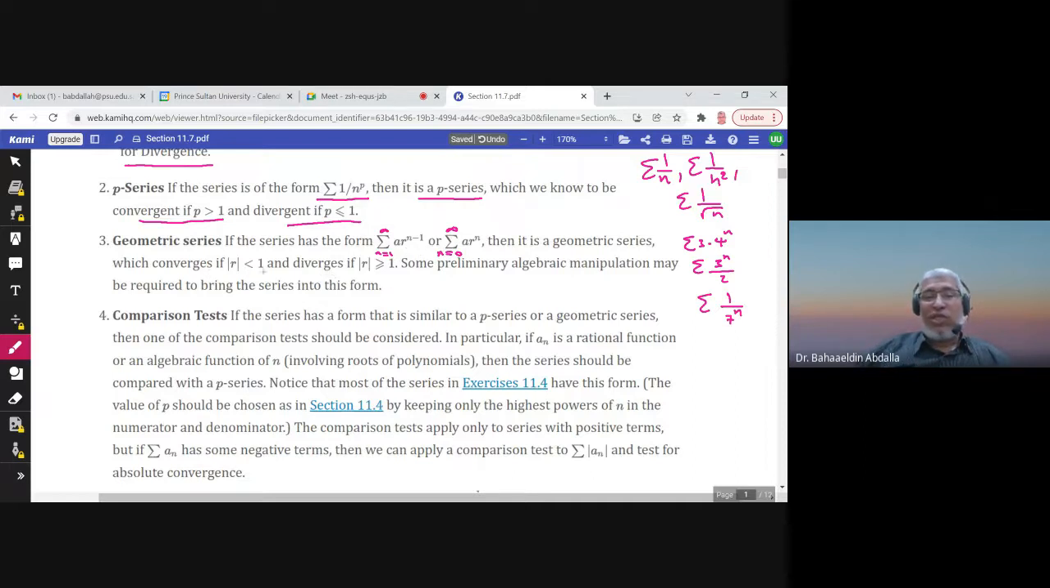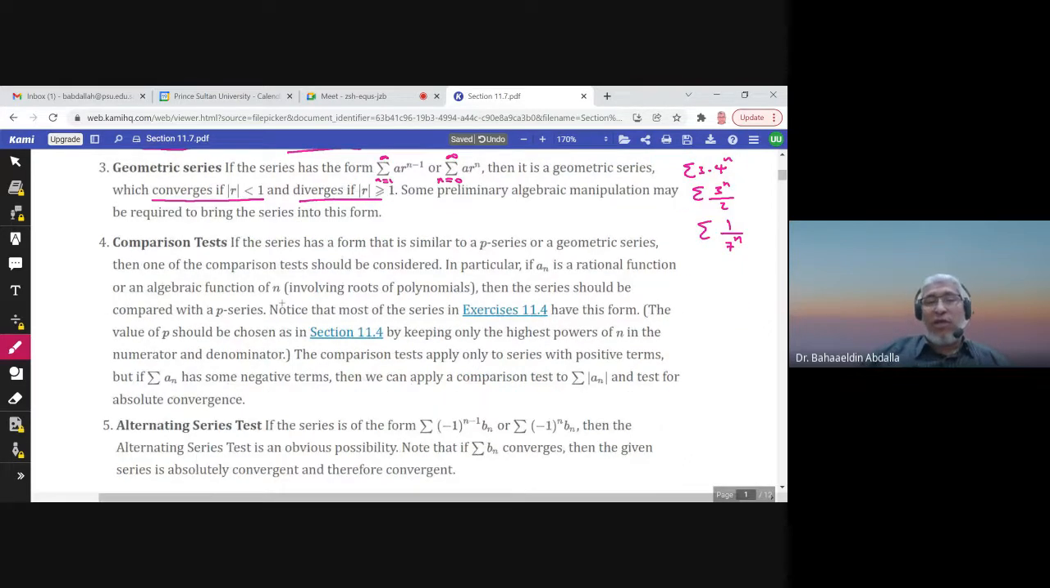Once the series is geometric, we know that it is convergent if the absolute value of r is less than 1. So for example, here r is 1 over 7, and it is less than 1, so this series is convergent. While here, half is a constant, and r is 3, so 3 is greater than 1, so it's a divergent geometric series. So if the series is a geometric series, we can tell whether it's convergent or divergent easily.